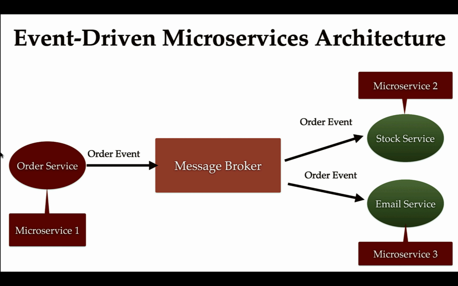Whenever a customer places an order, the order service will create an order event and publish that order event to the message broker. Stock service and email service are the consumers who subscribe to this message broker. As soon as order service publishes the order event to the message broker, these two microservices will receive that order event. Stock service is responsible for receiving the order event from the message broker and updating the order details in the database. Email service is responsible for receiving the order event and sending an email to the customer about the order status.